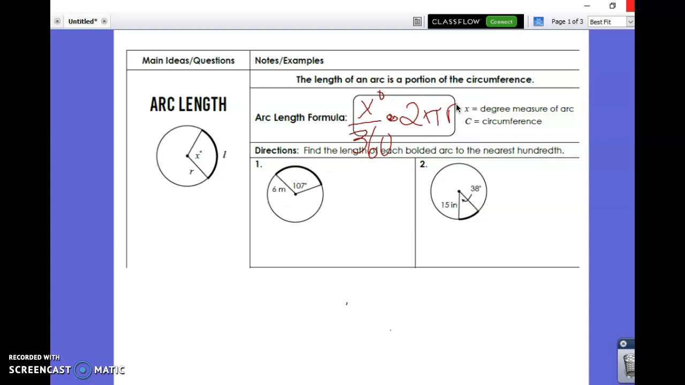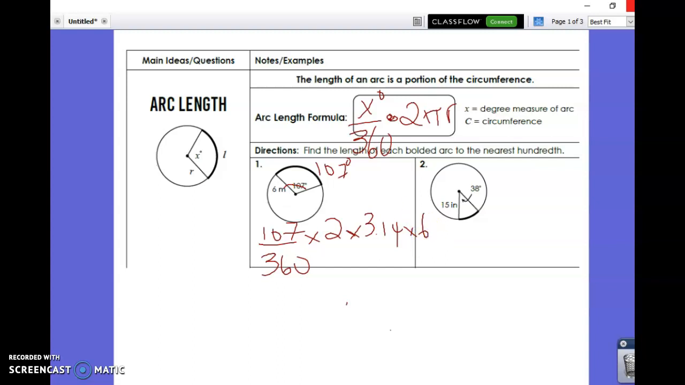So let's go ahead and do number 1. In number 1, we have a central angle of 107. That means the arc is also 107 degrees. Now we can set up our equation. It's going to be 107 over 360 times, since we know the radius, 2 pi r, so it's going to be times 2 times pi, which is 3.14, and then times the radius, which in this case is 6.